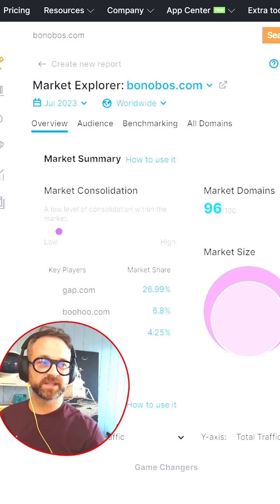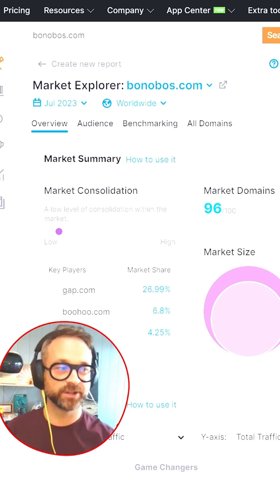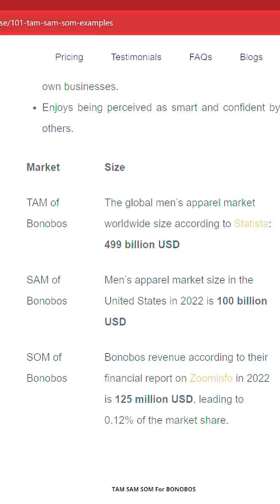First, we'll see the TAM and the SAM, so the total addressable market. For bonobos, that is the global men's retail apparel market. So that's $500 billion of $500 billion. And the serviceable addressable market, so that's men's apparel in the US of $100 billion. And what they have is 0.12% of market share.